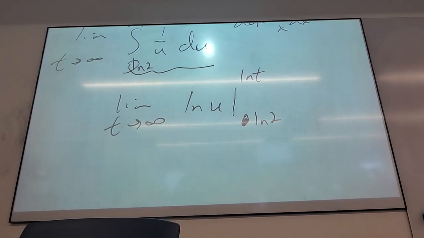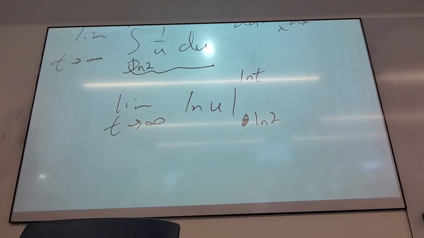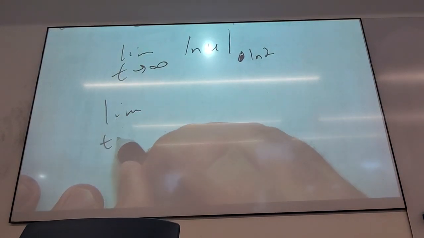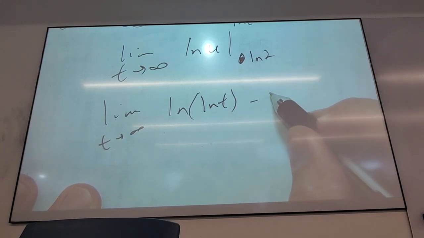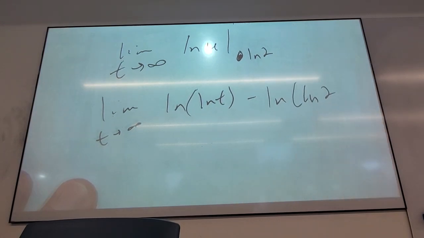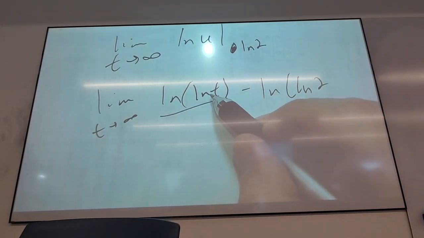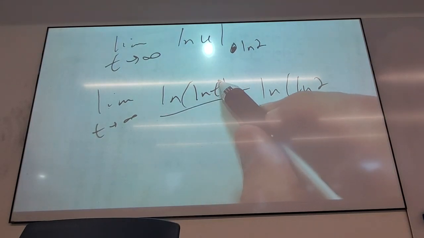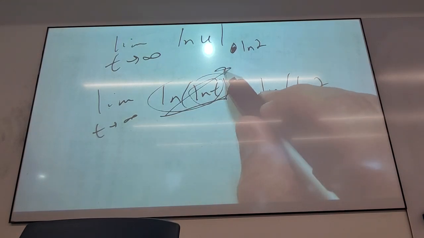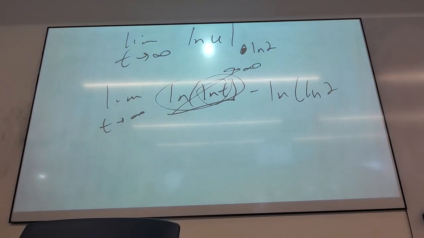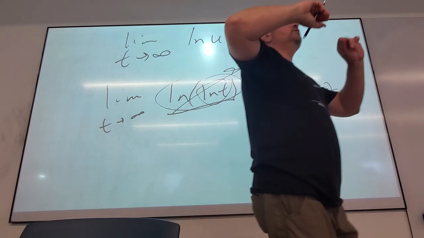Okay. So if I plug those in, I get the limit as t goes to infinity of the natural log of t minus the natural log of 2, yes? And what happens to this as t goes to infinity? This goes to infinity, so this goes to infinity. So it still diverges. Yeah. Okay, good. Which is trippy.